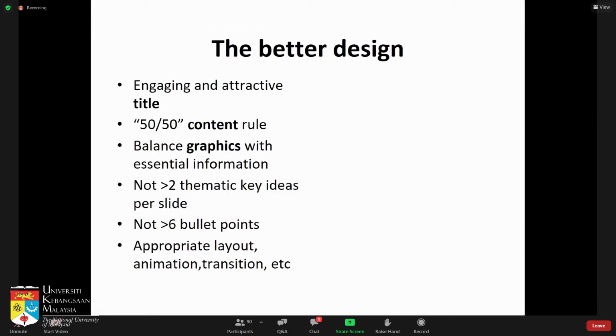Okay, so the better design is, of course, an engaging, attractive title. Choose the wow title. Use the 50-50 content rule in your slide. Make sure that you divide about 50-50, a little bit of graphic, a little bit of wording, a little bit of photo, which is very balanced, and not more than 2 thematic key ideas per slide. And on the screen, not more than 6 bullet points. So use appropriate transitions and slide animation, whatever the version of PowerPoint you are using.